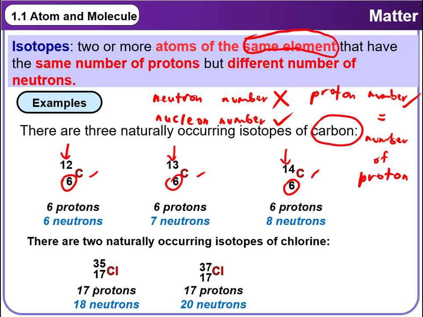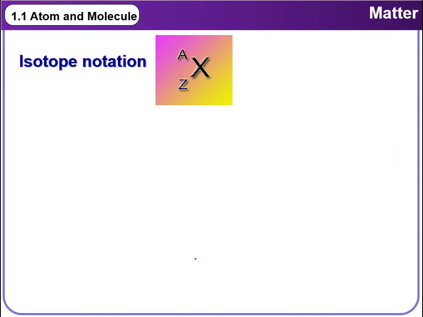For this chlorine, we have chlorine 35 and chlorine 37. So, chlorine has two isotopes. What is meant by isotopes again? The two or more atoms of chlorine atom. For this example, having the same proton number, which is 17, but different number of neutron or different nucleon number.